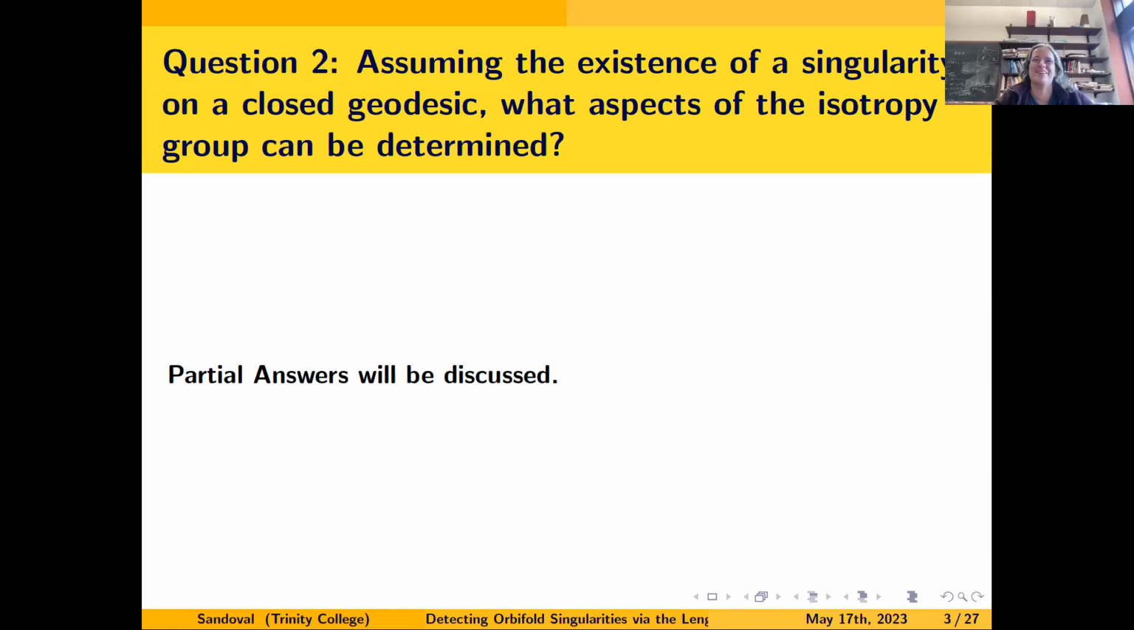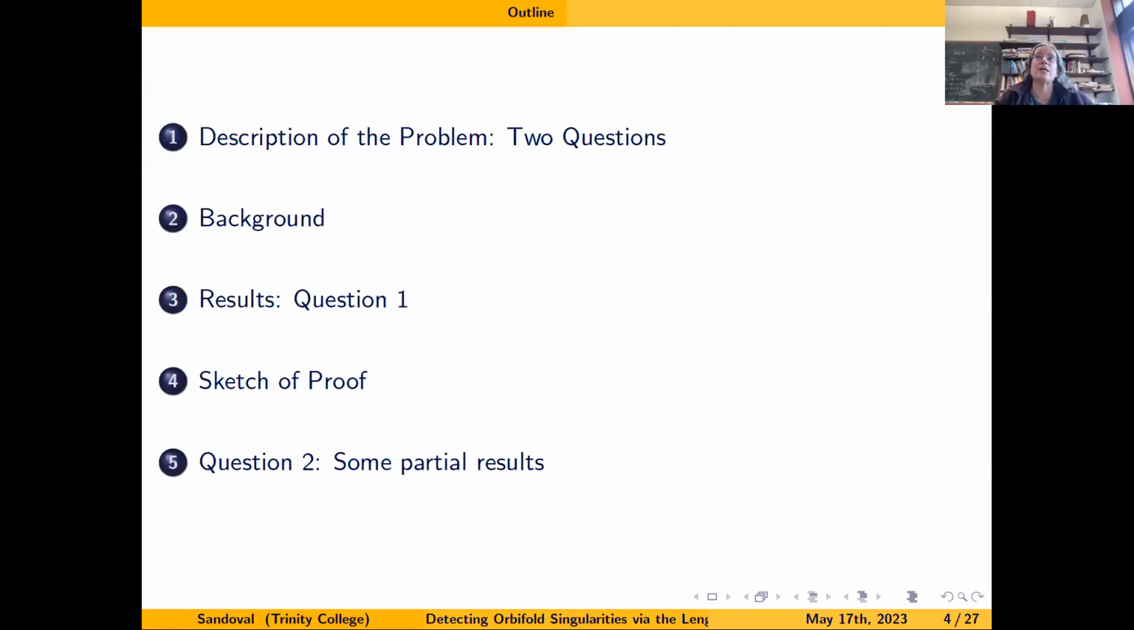So here's the basic outline. I'll describe the two problems. I'll look at some background and look at a class of examples that will be nice for us to get our fingers on. I'll show the results to answer question one and a sketch of the proof, depending on how the time goes. And then I'll discuss the partial results to question two. So that's what we'll do.